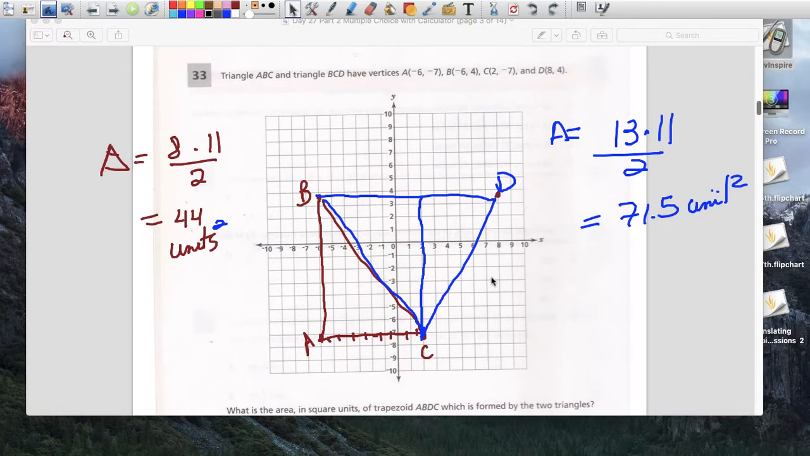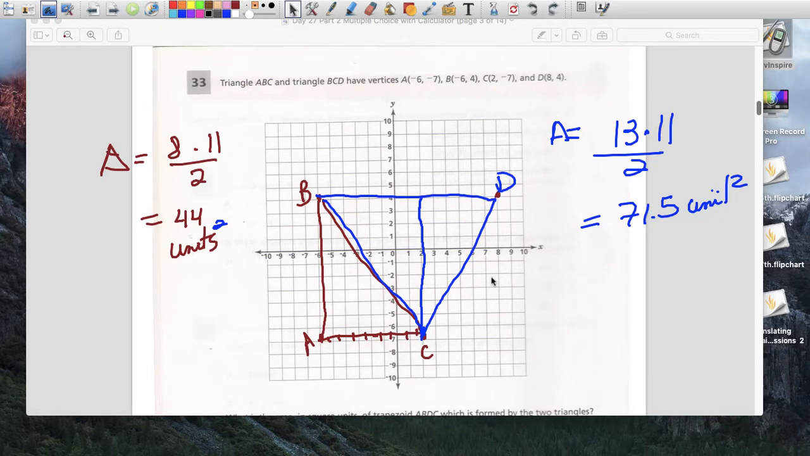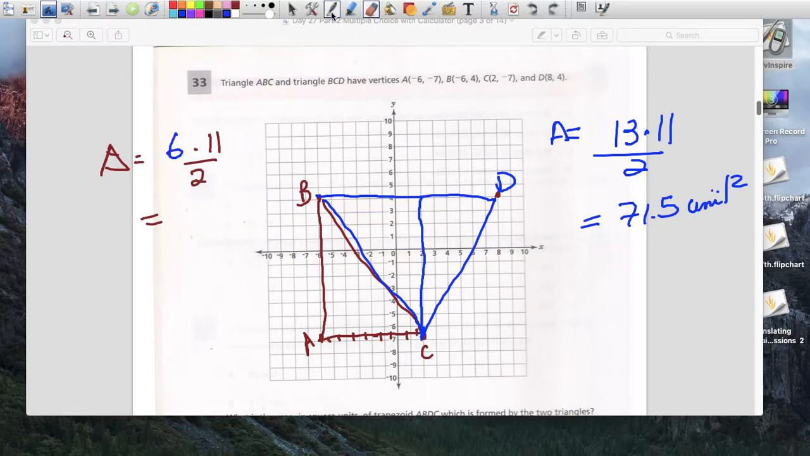So negative 6 and negative 7. So that's 7. Yes. So let's do the red triangle. 7 plus 4 is 11. That's my height. And my base, oh, okay, I forgot. My base is not 8. My base is 6. That was my mistake. So 66 divided by 2, 33 units squared, and 71.5 plus 33 gives us 104.5.